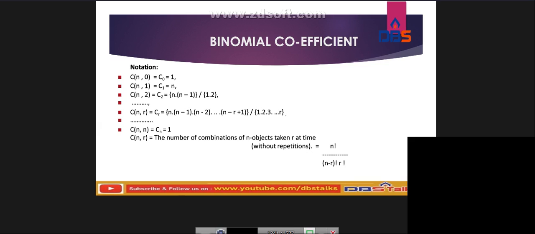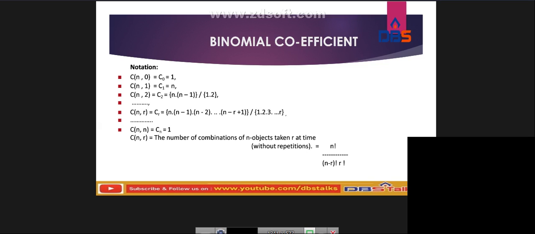Next, binomial coefficients. Notations. What are the notations? C(n,0) = C0 = 1. C(n,1) = C1 = n. C(n,2) = C2 = n(n-1)/(1·2). Then C(n,r) = Cr = n(n-1)(n-2)...(n-r+1)/(1·2·3...r). Next, C(n,n) = Cn = 1.